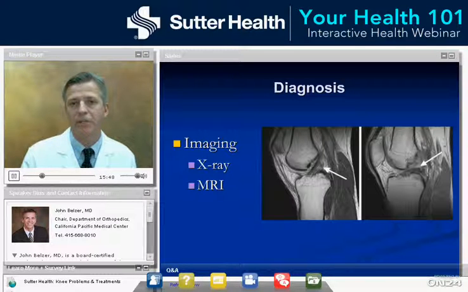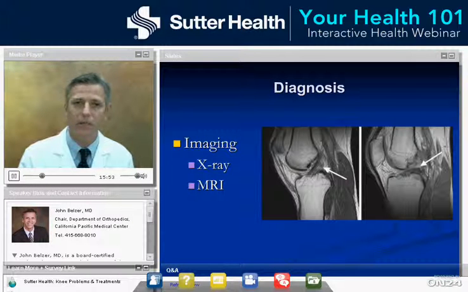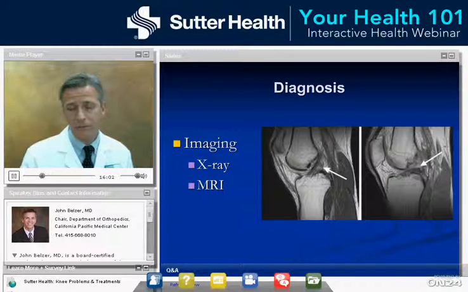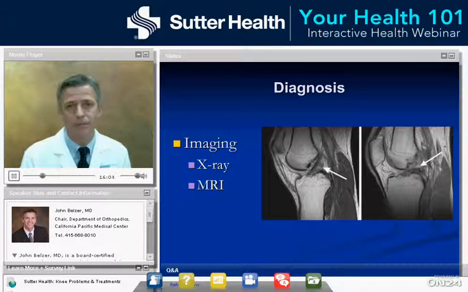The other reason MRIs are very important is that they will tell us about additional injuries, injuries to the medial collateral ligament, for instance, or the meniscus cartilage, or the articular cartilage that may have occurred concurrently with that initial injury. So what is the rationale for treatment?